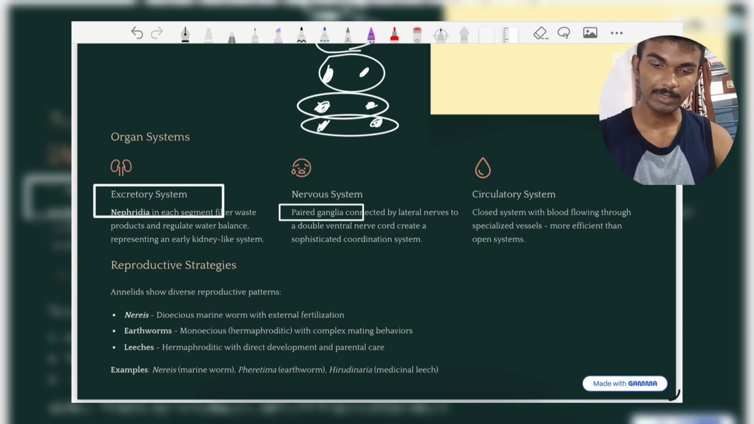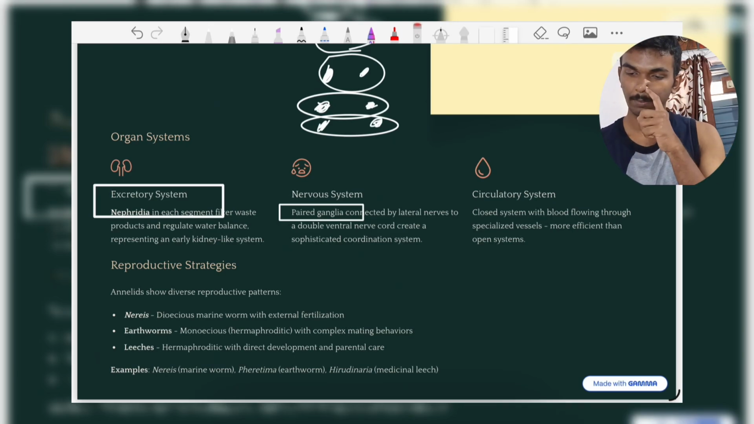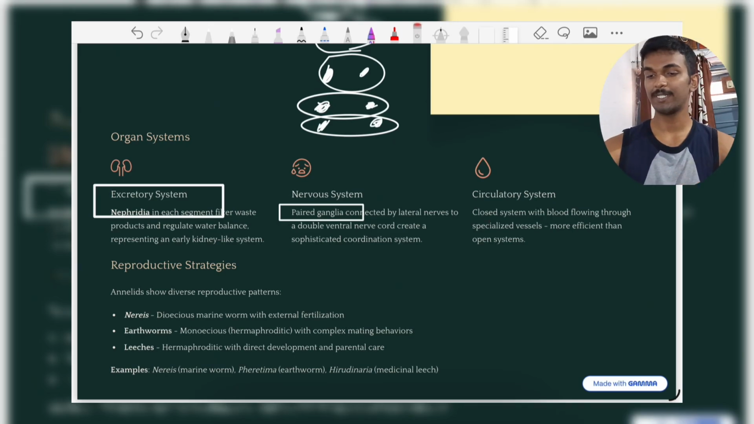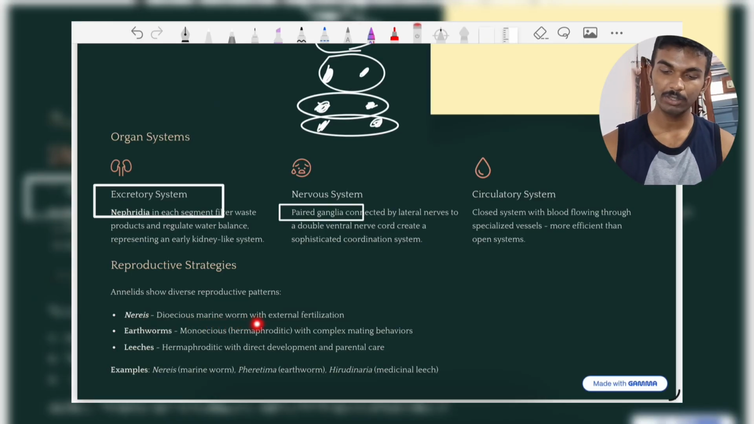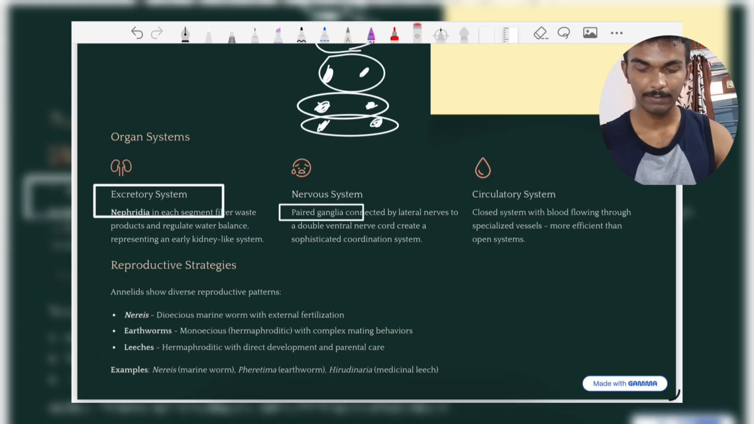Circulatory system: closed system with blood flowing through specialized vessels, more efficient than open systems. Reproductive strategies show diverse reproductive patterns. Nereis, dioecious marine worms with external fertilization. Earthworms, monoecious, hermaphroditic with complex mating behaviors. Leeches, hermaphroditic with direct development and parental care.